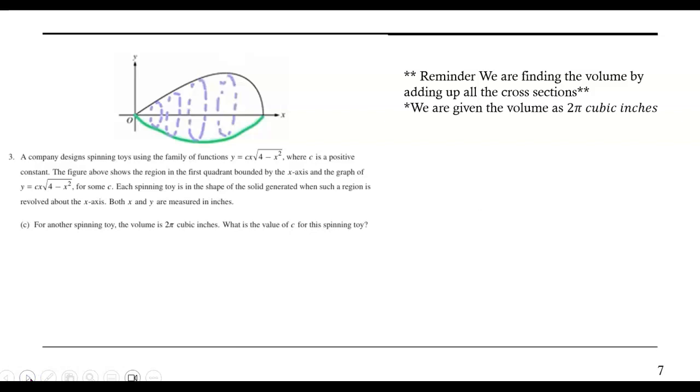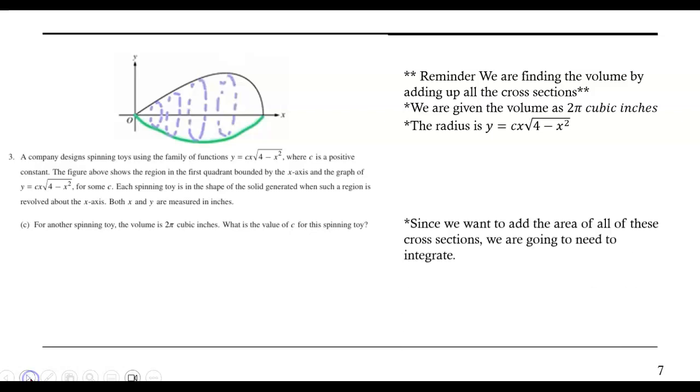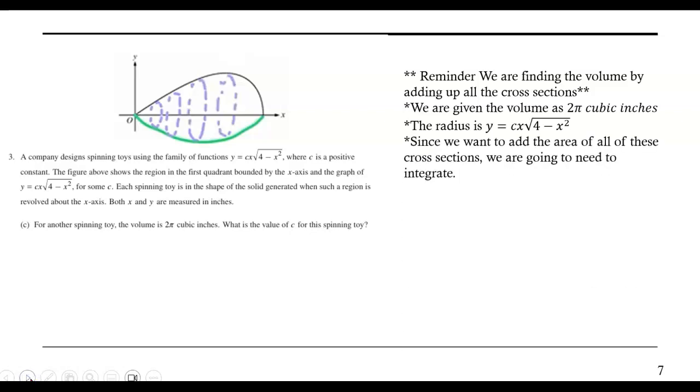So if you look at what we're given, we're given the fact that the volume is 2 pi cubic inches. They tell us that in the problem. We know the radius is y equals c x times the square root of 4 minus x squared. And since we want to add the area of all these cross sections, we're going to need to integrate.